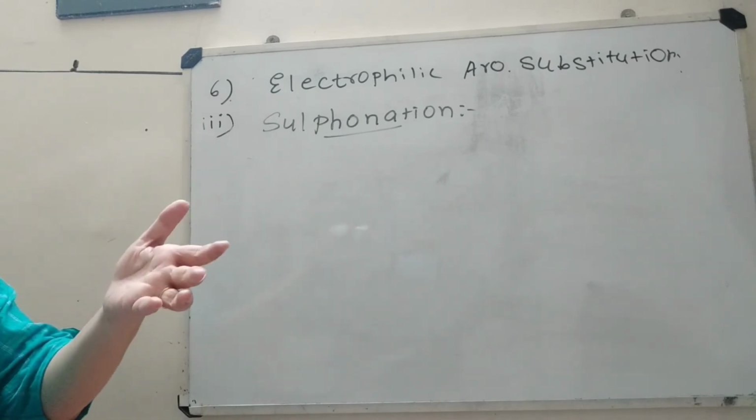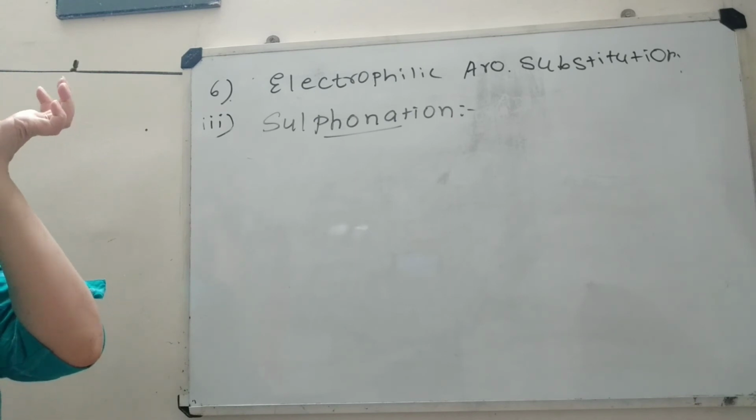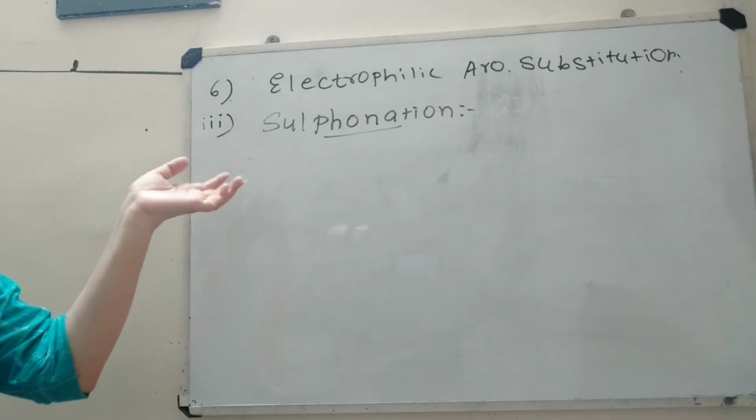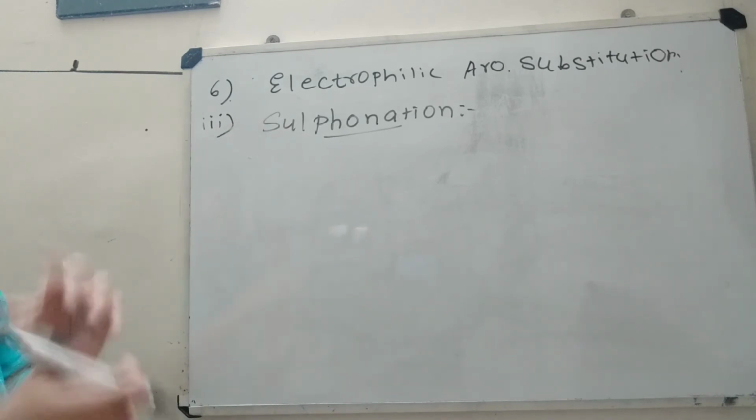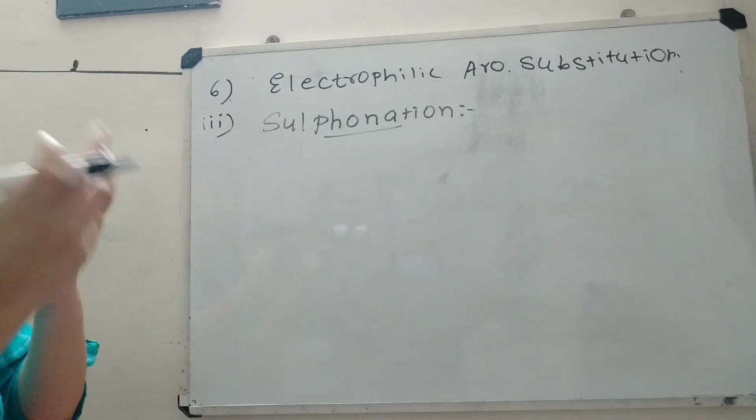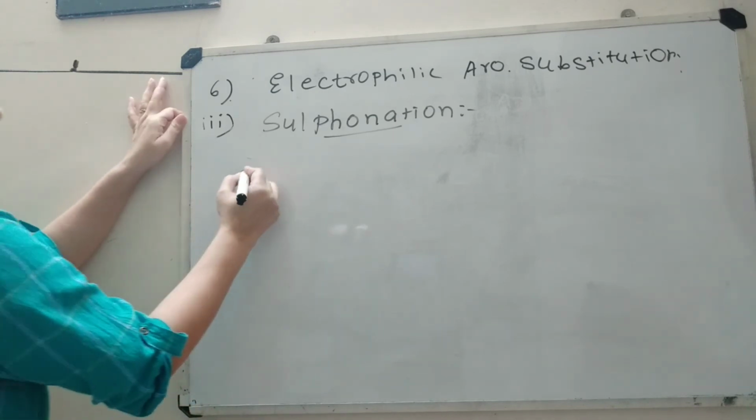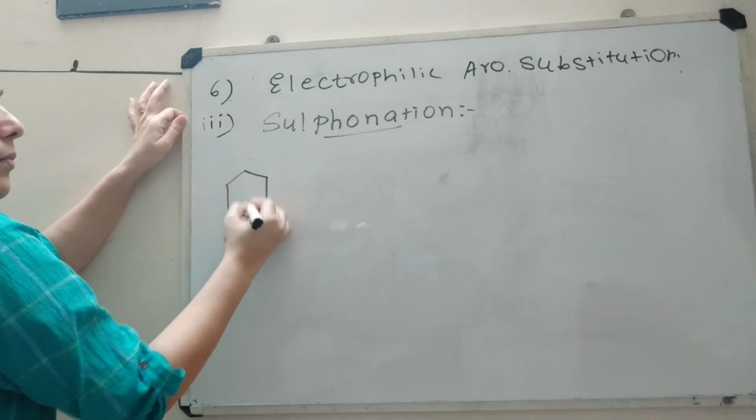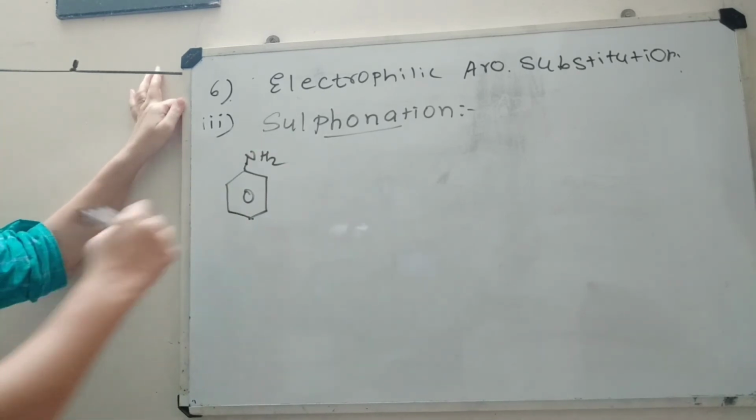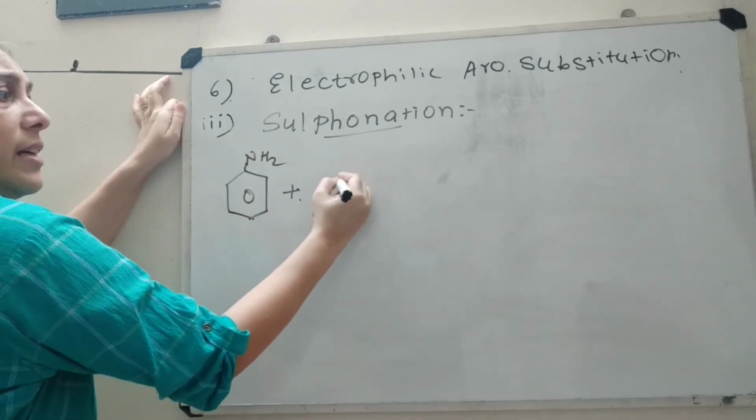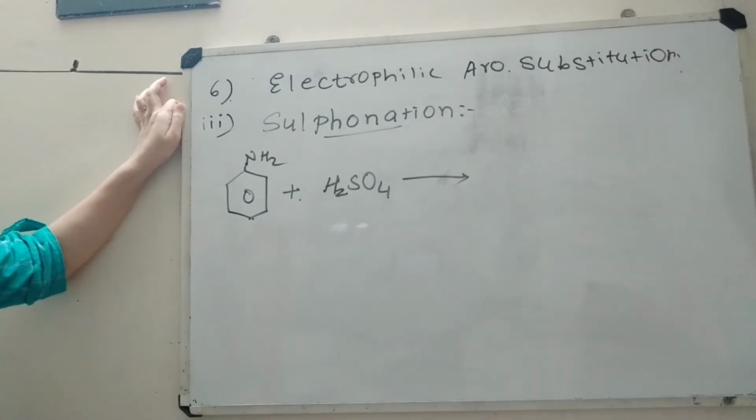Now after the bromination, and the second nitration, the third reaction is the sulfonation. Sulfonation means obviously the addition of sulfuric acid. Suppose aniline, when it reacts with sulfuric acid, H2SO4, to form what?